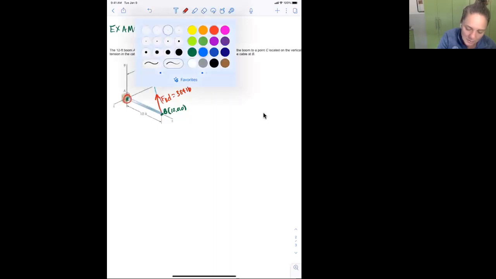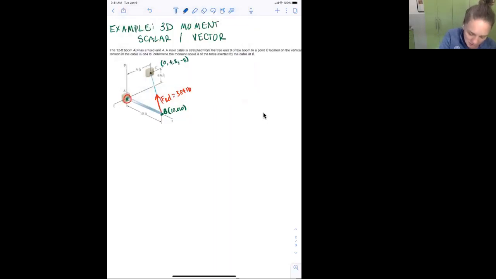Okay, so let's do this first using a scalar approach. Before we even get there, I'm going to need to know some of these vectors. So I'm going to write out some vectors. The first vector that I am going to write out is the position vector, and we're going to need it later when we do the vector approach, from A to B. We could do A to C, but A to B. And that's going to be 12i plus 0j plus 0k.